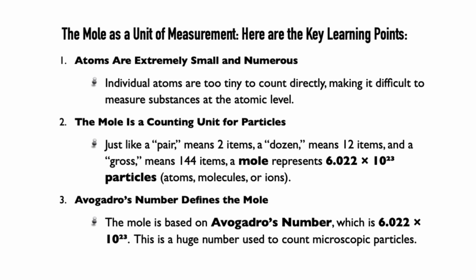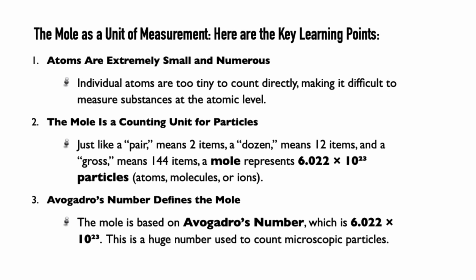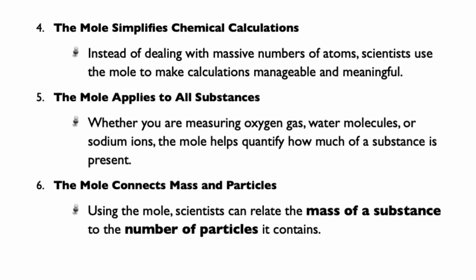Avogadro's number defines the mole. The mole is based on Avogadro's number, which is 6.022 × 10^23. This is a huge number that is used to count microscopic particles. The mole simplifies chemical calculations. Instead of dealing with massive numbers of atoms, scientists use the mole to make calculations manageable and meaningful.